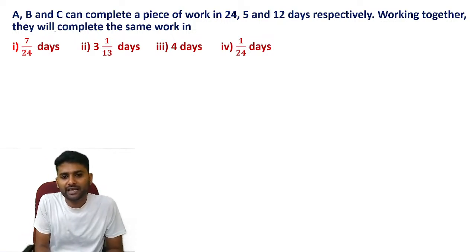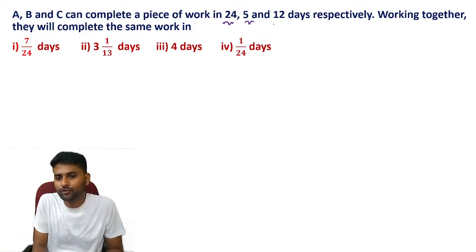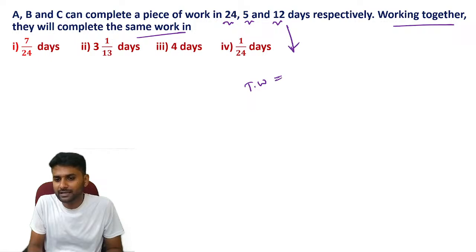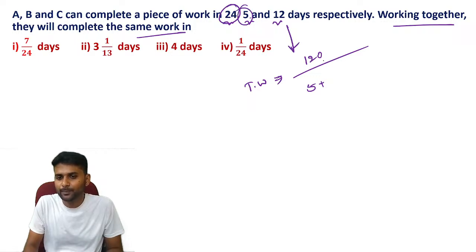Now let's see this question. A, B, C can complete the work in 24, 5, 12 days. Working together, they will complete the same work. Now see, for the total work, I clearly mentioned the LCM of 24, 5, 12. So 120 units. Now the efficiency of A is 5 units per day. Why? Because 24 into 5 is 120. Now B's efficiency is 24 units. And C's efficiency is 10 units.